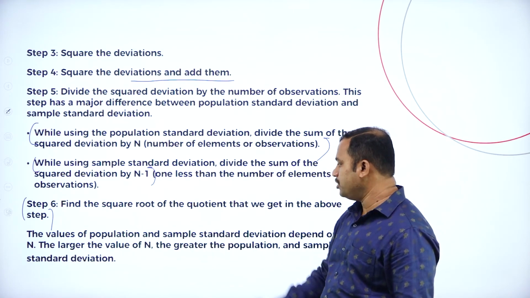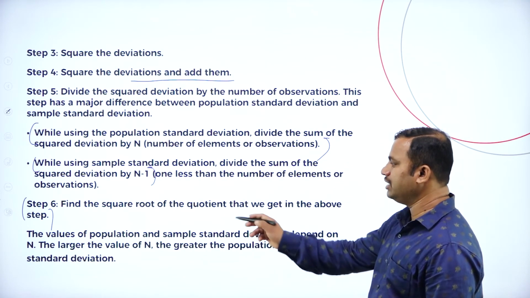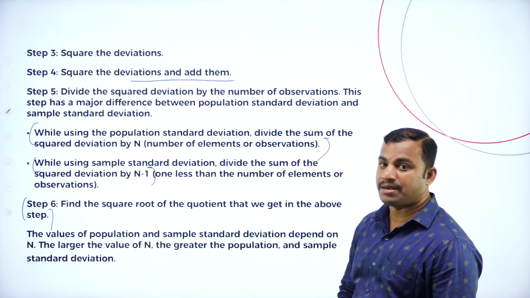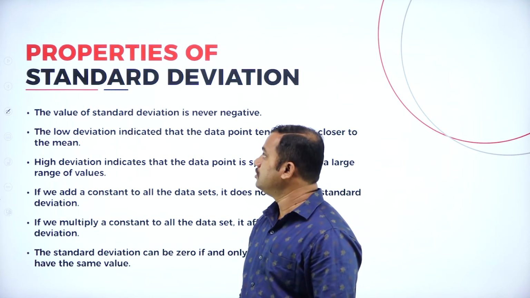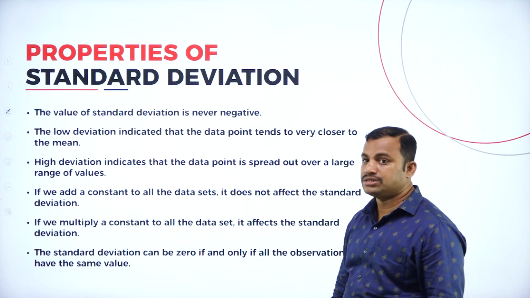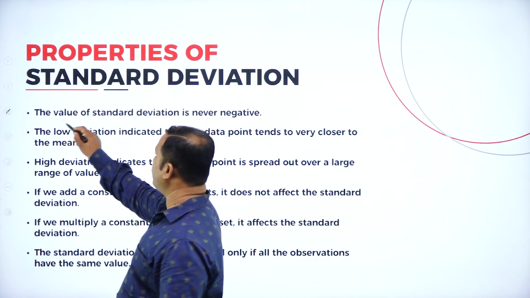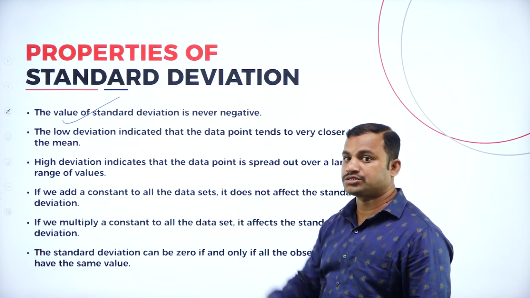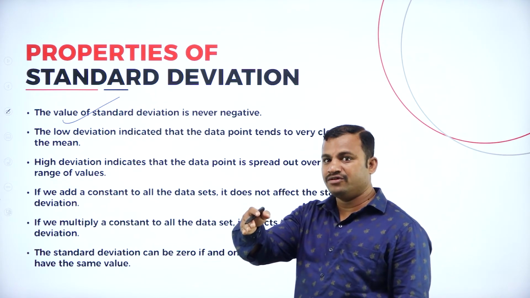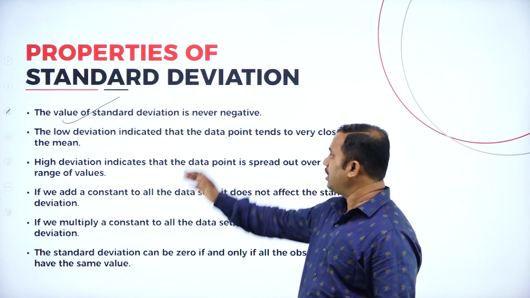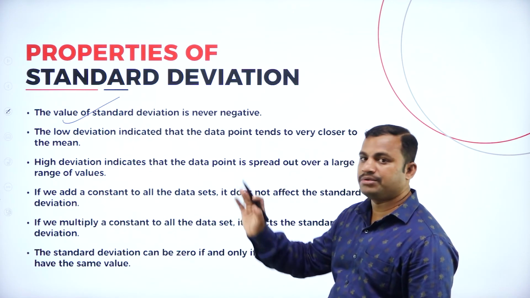The values of the population and sample standard deviation depend on n. The larger the value of n, the greater the population and the sample standard deviation. Then, properties of the standard deviation: the first one is that the value of the standard deviation is never negative, because it comes under the square root. If it is negative, negative into negative becomes positive, so it never becomes negative.